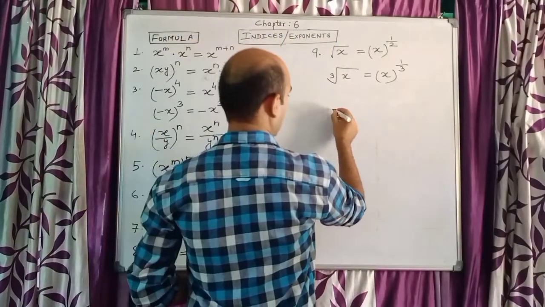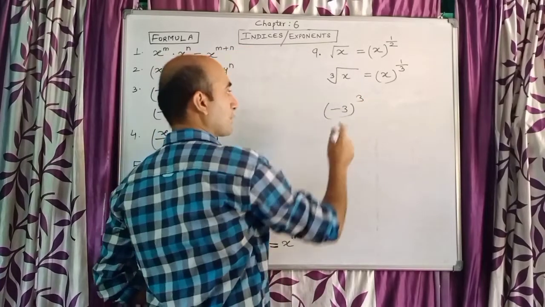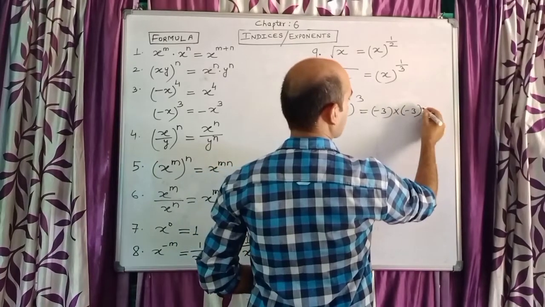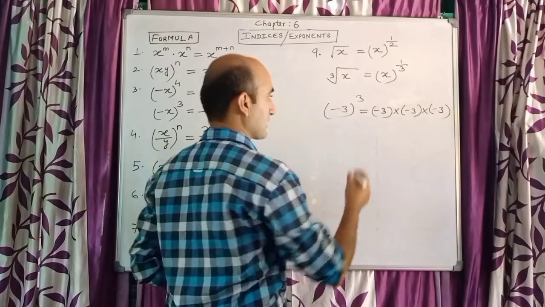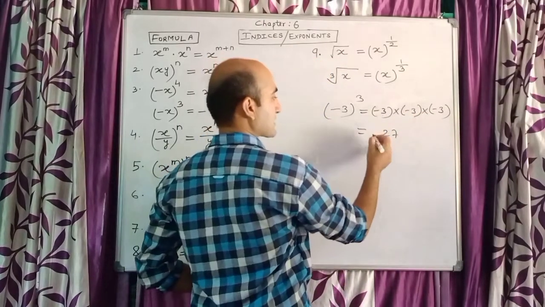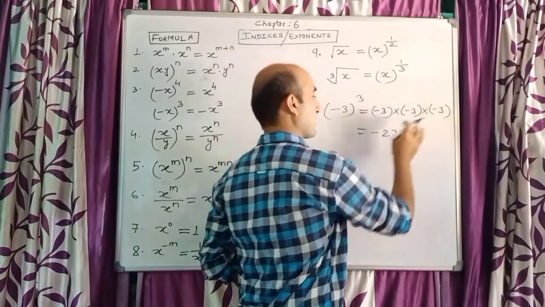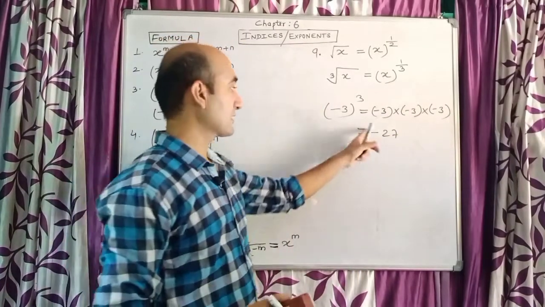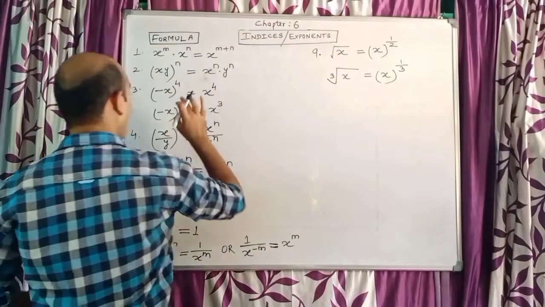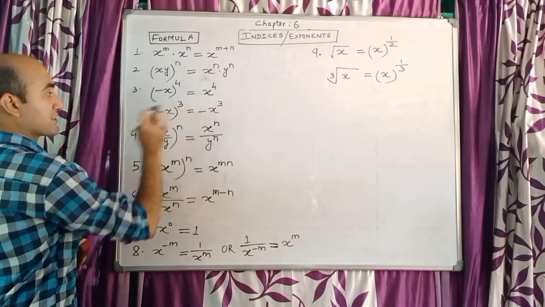But in case of odd, suppose minus 3 to the power 3, that means it is odd power. So the meaning of this is minus 3 we need to multiply 3 times. Power 3 means 3 times. Now 3 3s are 9, 9 3s are 27. But the minus will still exist. How? Minus into minus is plus, but plus into minus is minus. That means the minus still exists. So same thing I wrote here, children: for even power, the minus vanishes, but for odd power, minus still exists.